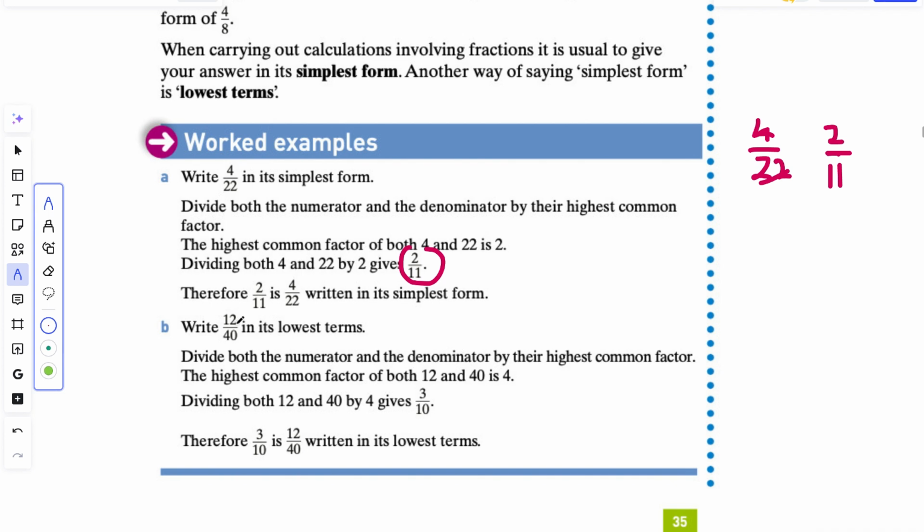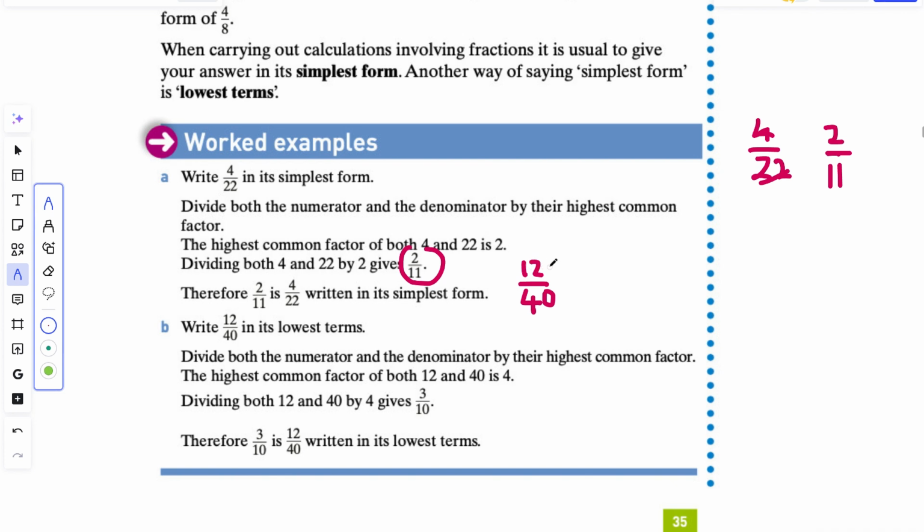Now what if you're given 12 over 40? You look for the highest common factor that can go into the two numbers. The HCF that can go into here. 6 cannot go into 40. 4 can go here, 4 can go here. So for 12 and 40, the highest common factor I think will be 4.